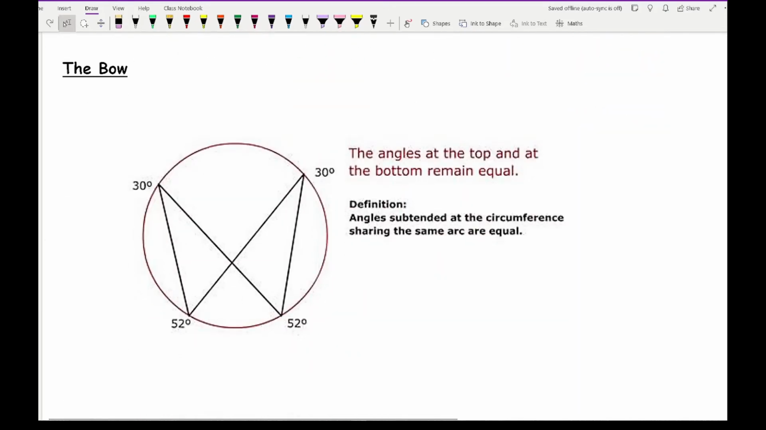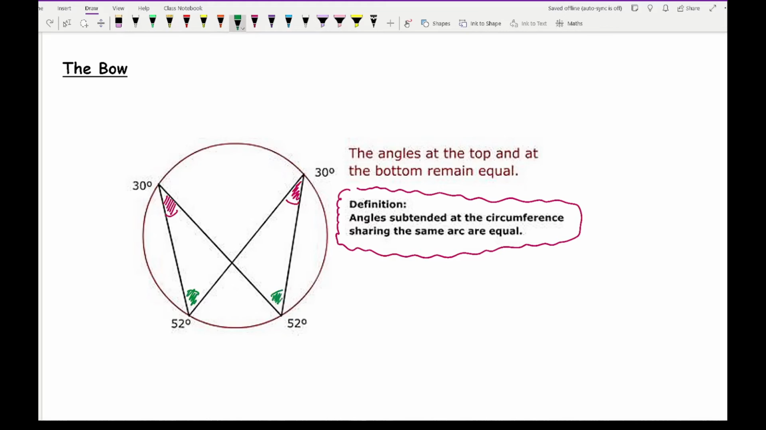So let's move on to the next circle theorem, which is looking at the bow. This is where the angles at the top and at the bottom remain equal. And again, the proper definition that you want to quote is that angles subtended at the circumference, sharing the same arc, are going to be equal. So basically, this angle here is going to be equal to this angle here, and this angle here is going to be equal to this angle here.